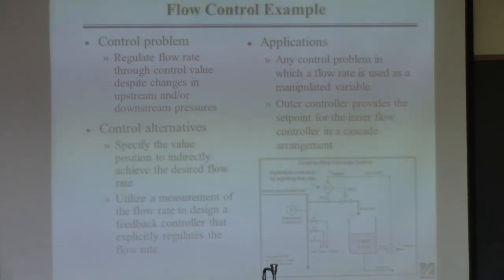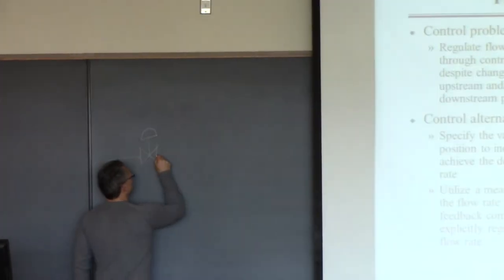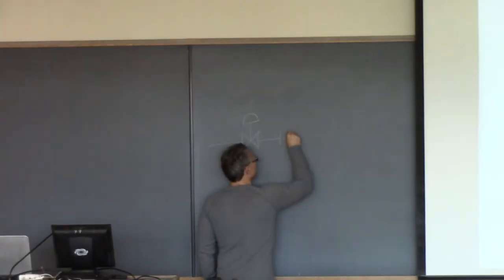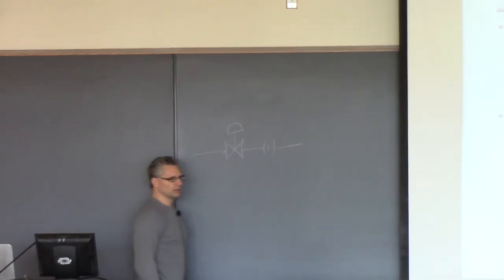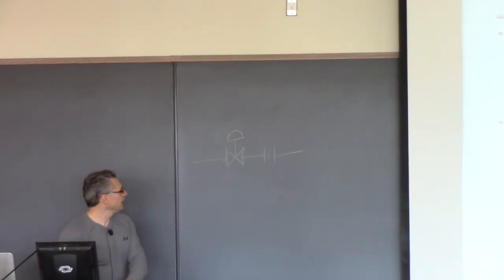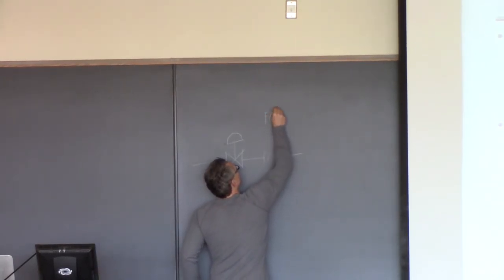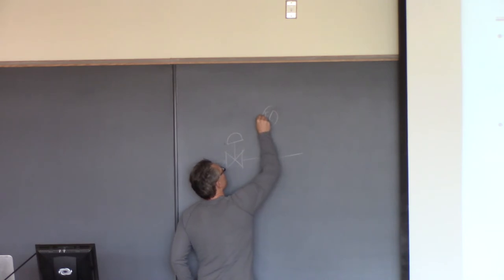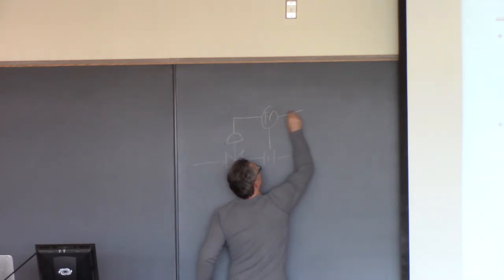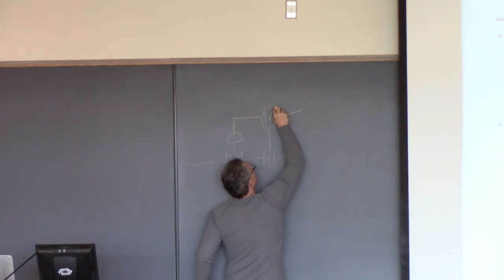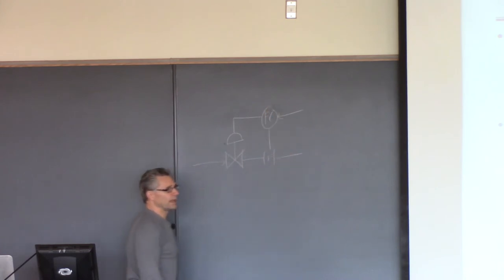All right, so you've got a valve here. That's as good as I can draw a valve. Okay. So you have flow through this valve. And you know, that's a flow meter, right? That's how you draw a flow meter. And so what we're going to do here, so this is a something to flow cascade, okay?